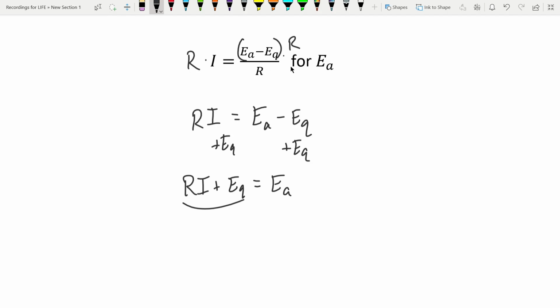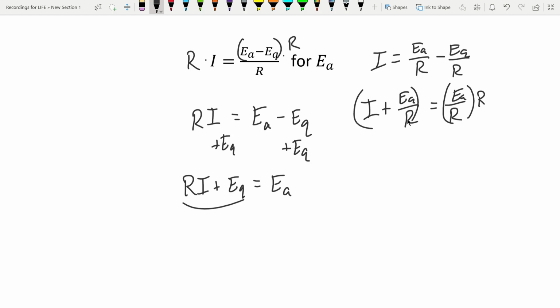If you were to distribute the 1 over R, you get something like I equals EA over R minus EQ over R. I can add this term over to the other side. It's going to give me I plus EQ over R equals EA over R. And I can multiply both sides by R, and then distribute it in there if I wanted to. I get Ri plus, R and R cancel, and we get just EQ. The R's cancel here, we get just EA. So we get the exact same expression. I'm just doing it a little bit differently.